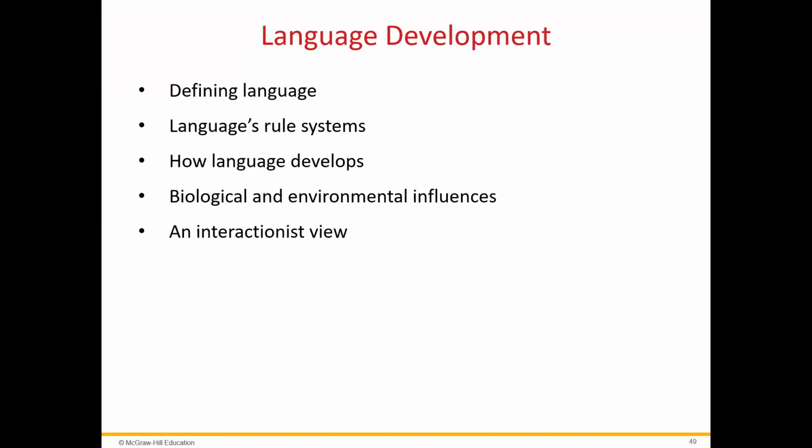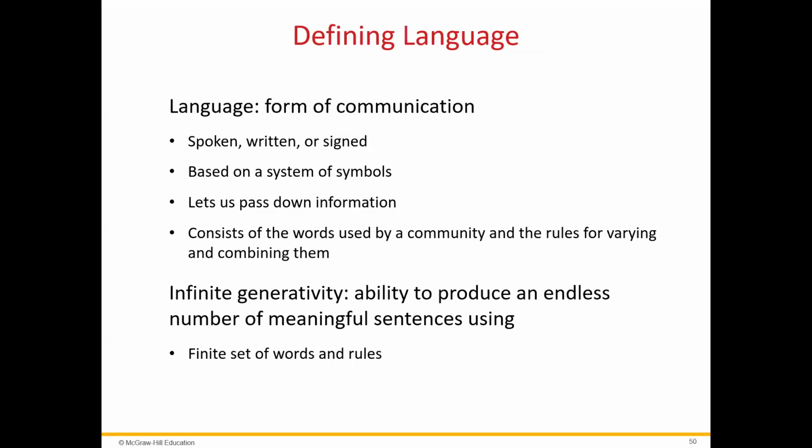Okay, we're going to look at defining language, language's rule systems, how language develops, biological and environmental influences, and an interactionist viewpoint. There's a few little parts I might be skipping along the way that you can read about on your own. So let's begin with defining language.